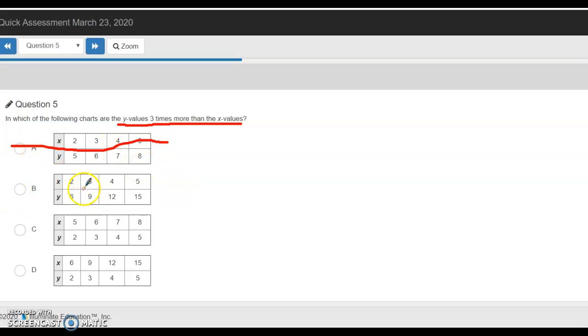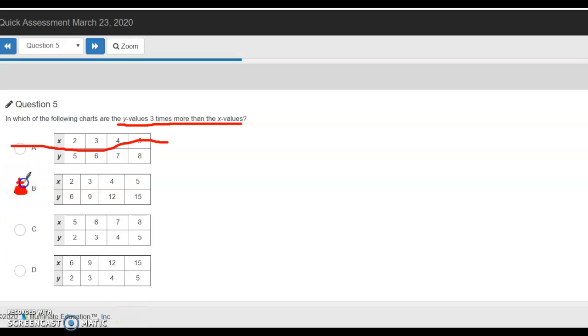Let's go down to B. The y-axis is 6. The x-coordinate is 2. Well, I know that 6 is 3 times bigger than 2, so that one works. Let's look at the next one. I have a y-coordinate of 9. I have an x-coordinate of 3. 9 is 3 times greater than 3. I know that 12 is 3 times greater than 4, and 15 is 3 times greater than 5. So B works. Let's just make sure we check them all out.